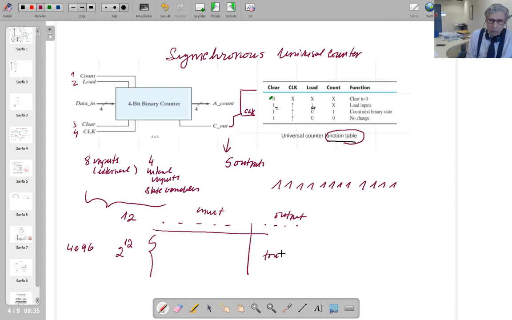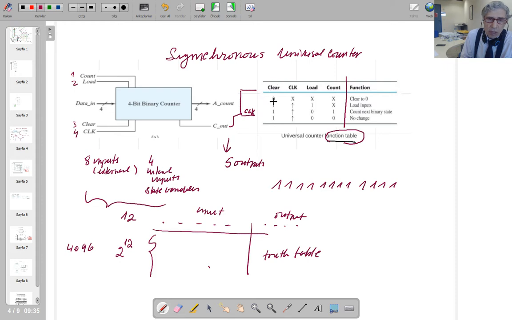That's the truth table. And instead of this, we're going to use a function table. You see how simple it is. In the function table, we've got the inputs clear, clock, load, and count. So these are these 4 inputs. And we write the function instead of writing the output.